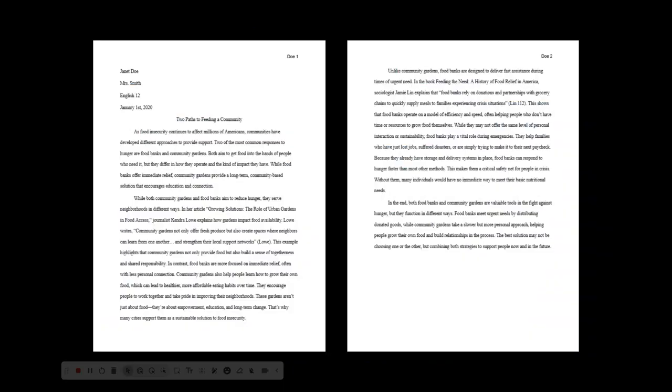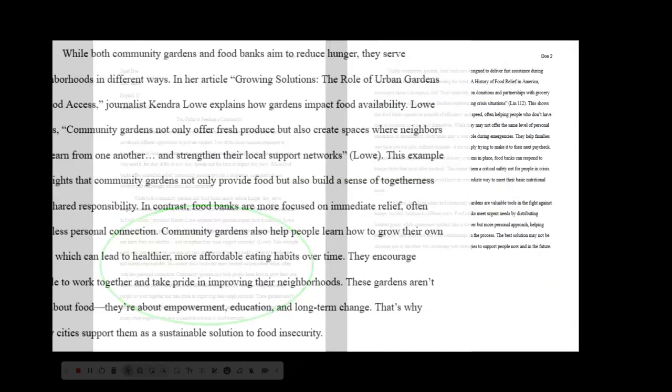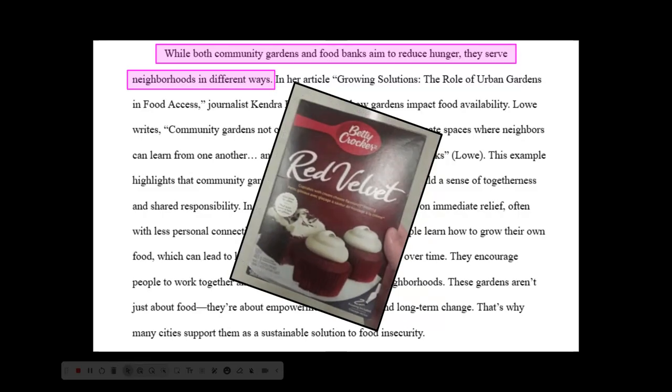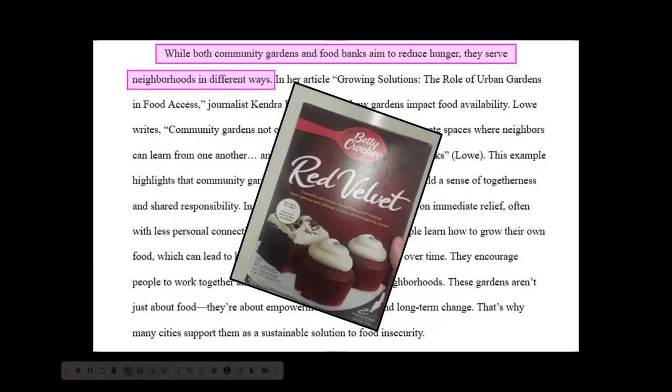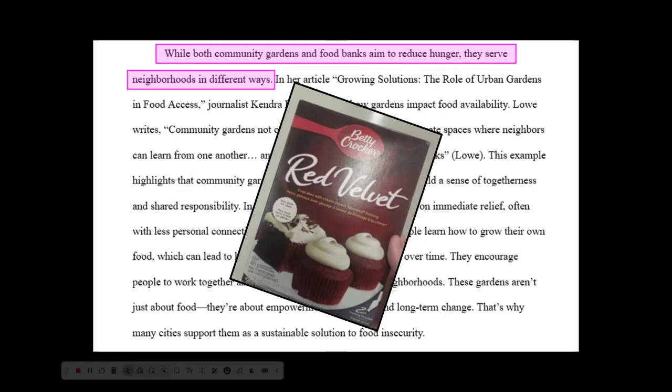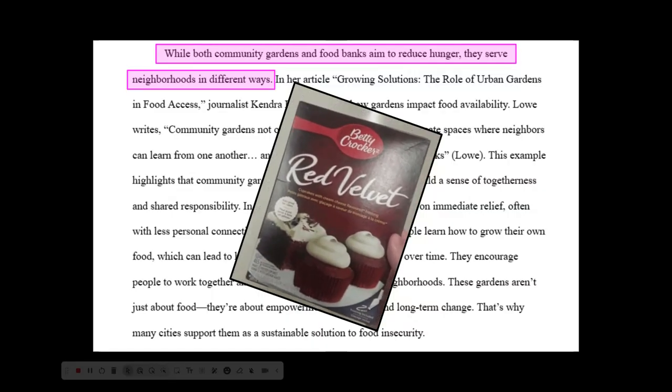So we're going to be zooming in on this specific body paragraph to show you how these all work together. So your point will obviously be at the beginning. This one talks about how while both community gardens and food banks aim to reduce hunger, they serve neighborhoods in different ways. So just think of your point sentence kind of like the name of a cupcake that you're going to make. The red velvet tells you this is what you're going to expect when you're baking.